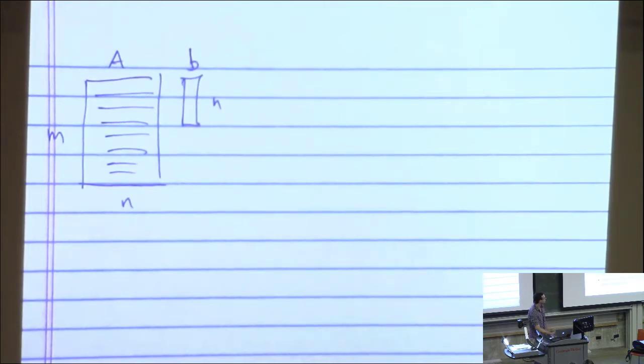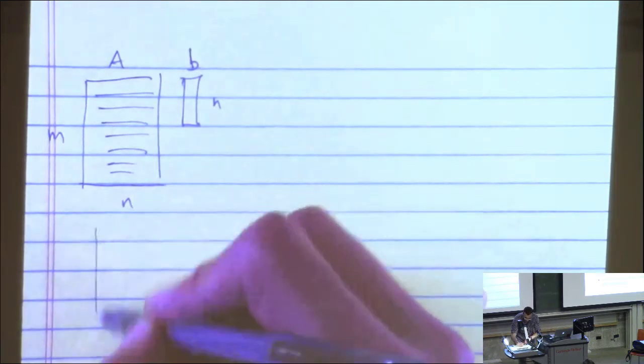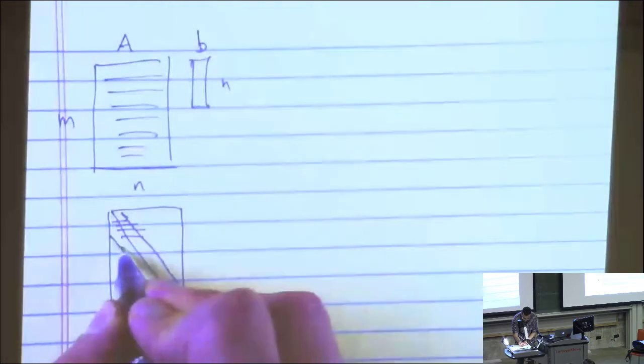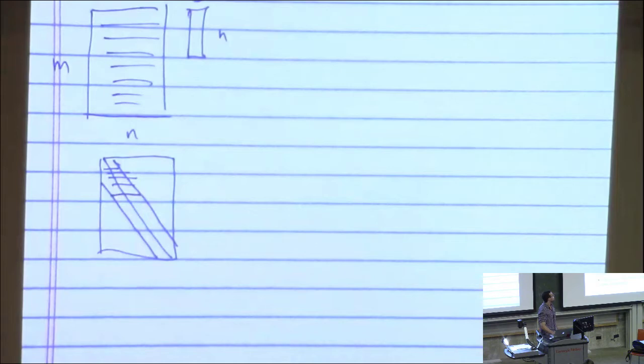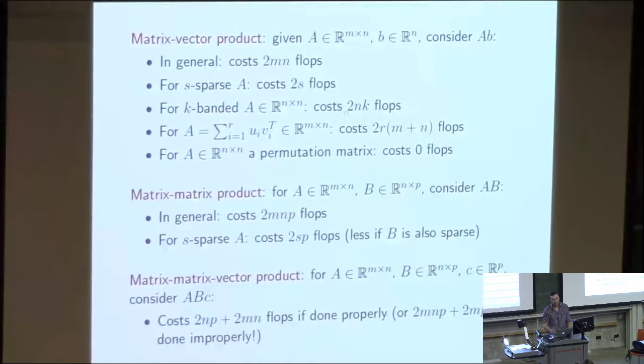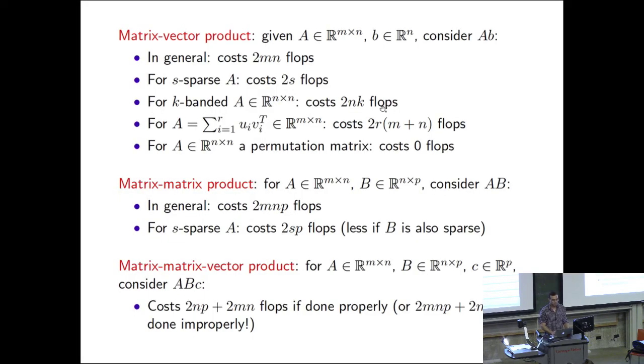For a k-banded matrix, that means I have a matrix that has only a total of k non-zeros in each row. That was a pretty bad drawing of a banded matrix. Let me try that again. In each row, let's say I only have k non-zeros. That's a special case of an S-sparse matrix where the sparsity is n times k. I'm assuming a square matrix, n by n. So the flop count for multiplication here is just 2 times n times k. So again, I think of it as order n times k.